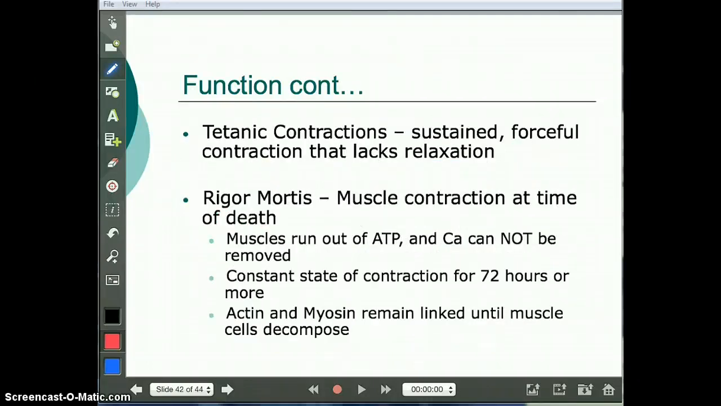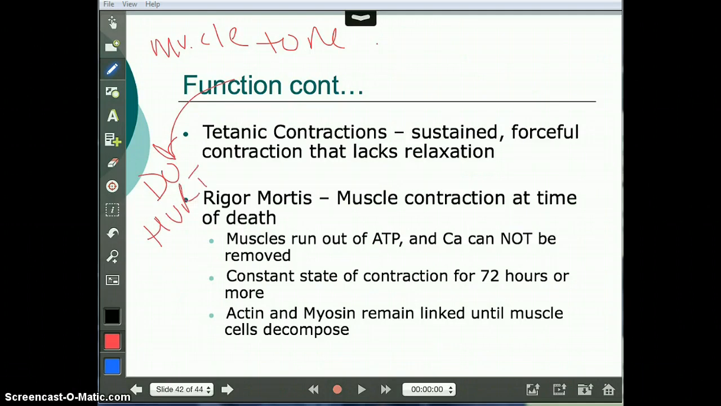But here is the last part I want to talk to you about in terms of our contraction. Yes, you can have muscle tone that does not hurt, but these guys do hurt. Tetanic contractions: why do you get the tetanus shot? Because you're getting a sustained forceful contraction due to bacterial infections that lacks relaxation. You can imagine that it's rigor mortis while you are alive.